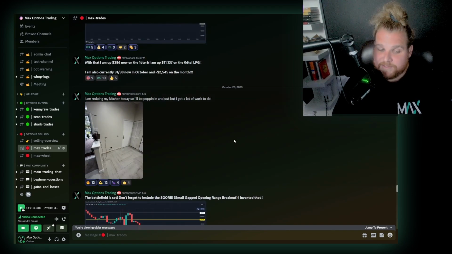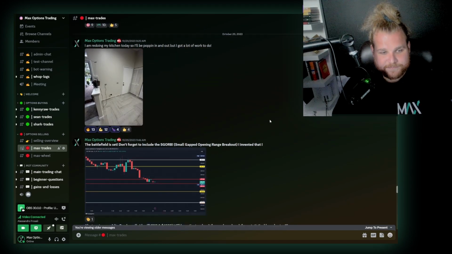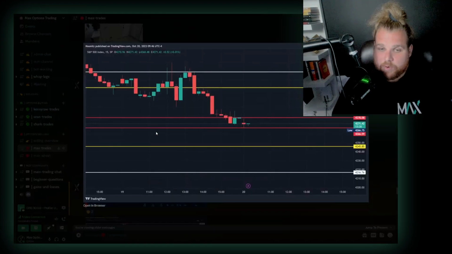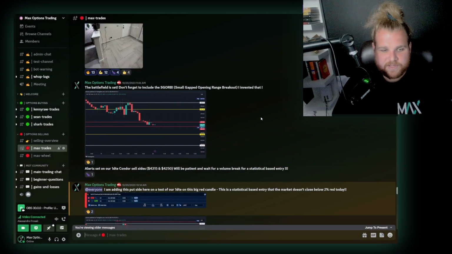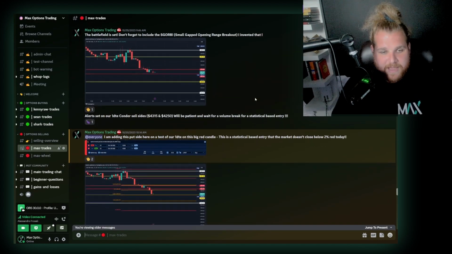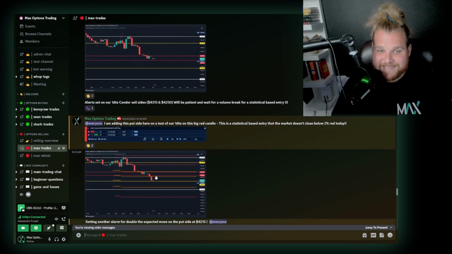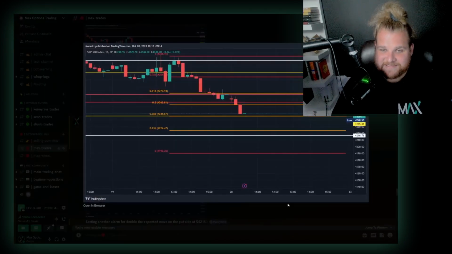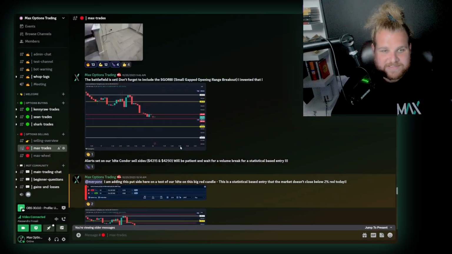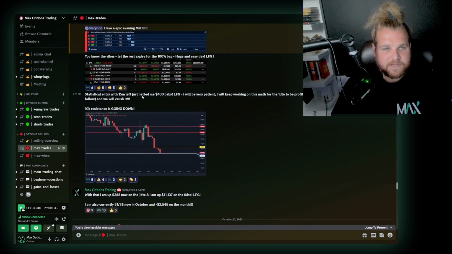I redid my kitchen that day over the weekend. Don't forget the ORB. If there's such a small gap right here, just put it in your ORB. It will stop you from a lot of whiplash behavior. Trust me. Adding a put side here on the test of the one DTE. This is a statistical-based entry. So since our one DTE was at what strike prices?